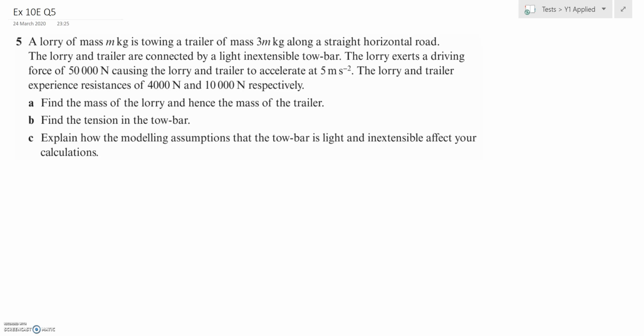So this video is on exercise 10E question 5. It says a lorry of mass m kilograms is towing a trailer of mass 3m kilograms along a straight horizontal road. The lorry and trailer are connected by a light inextensible tow bar. The lorry exerts a driving force of 50,000 newtons, causing the lorry and trailer to accelerate at 5 meters per second squared. The lorry and trailer experience resistances of 4,000 newtons and 10,000 newtons respectively. And we've got to find the mass.